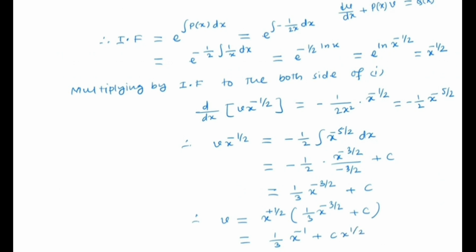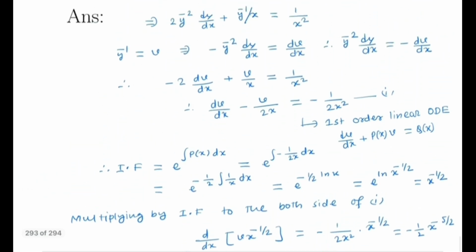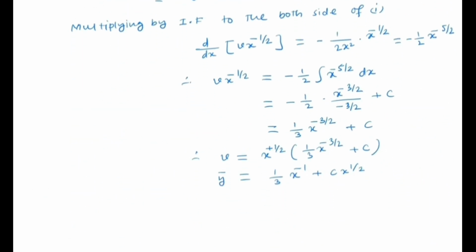And what is v? Here v is y^(-1). So we have the solution y^(-1) = 1/3 x^(-1) + c x^(1/2). So this is the required answer.